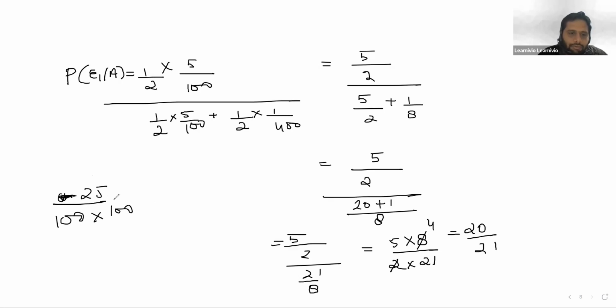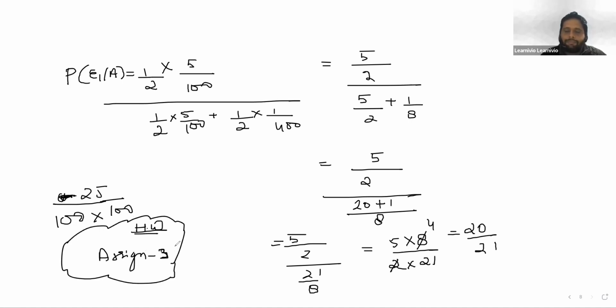So this will be your answer. This topic is complete. Bayes theorem is very, very important. Please complete the assignment. Okay. So your homework is to do assignment 3 also. Hopefully, we will share this tomorrow. Okay. And only the last topic is remaining. We will complete that on Saturday. Okay. Okay then. Thank you.